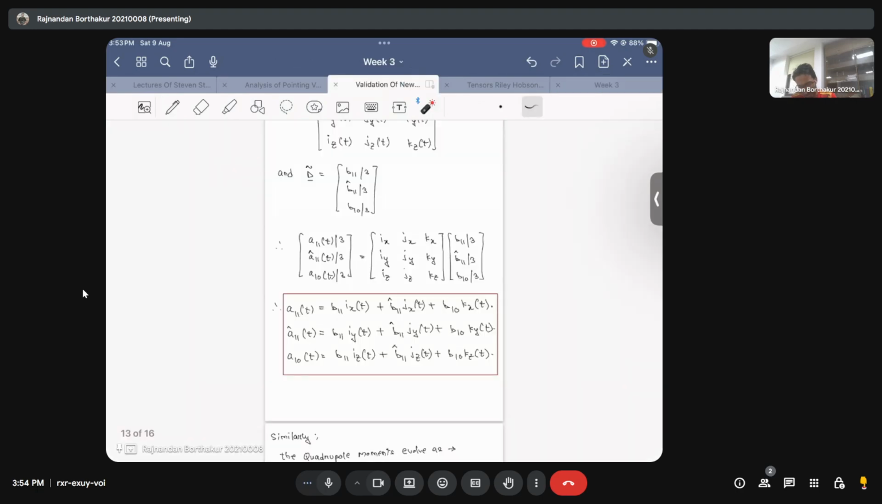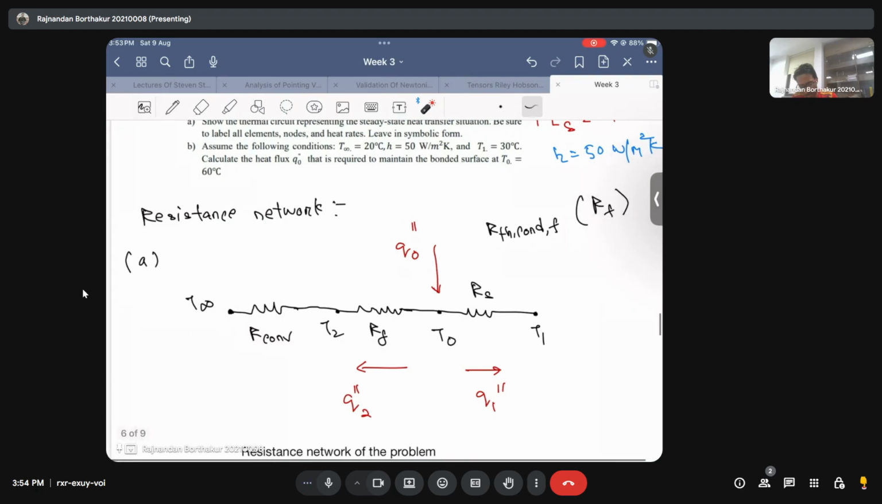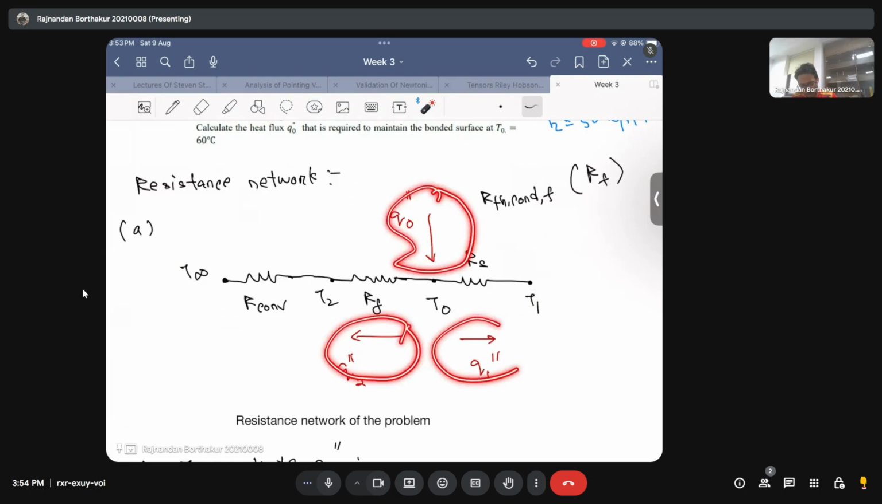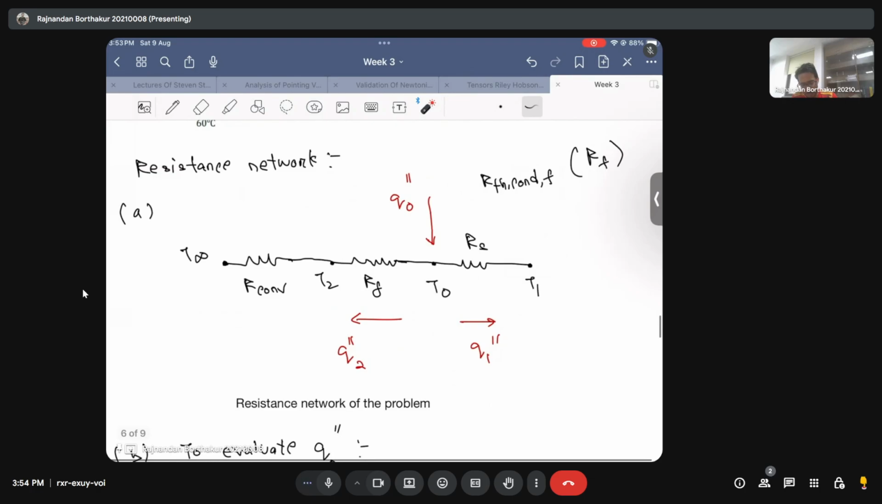The most crucial thing of this problem is drawing this resistance network, and trying to apply the energy balance on this node, and then writing these fluxes in terms of the temperature difference between the nodes and the resistances that arise in between the considered nodes. That's the idea that you need to develop if you want to solve these kinds of problems.